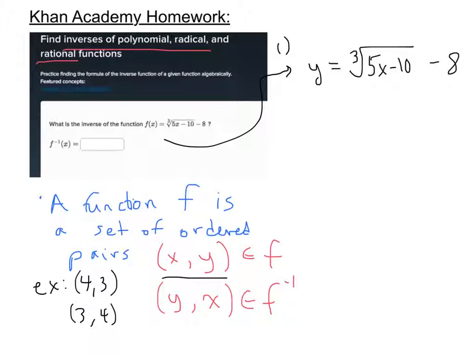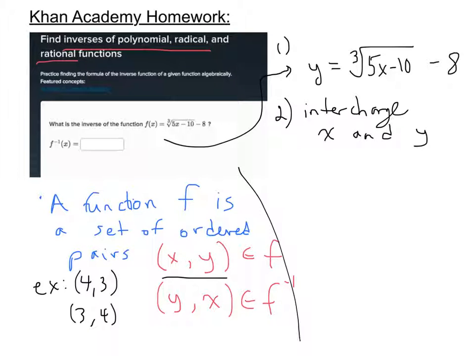The next step, and this is the key step, is to interchange x and y. Remember how the inverse of function f is the same ordered pairs just all switched around? To solve for it, we're simply going to do that in the general case. We're going to interchange x and y. In other words, I'm going to rewrite this equation, except wherever I see the y, I'm going to put an x, and whenever I see x, I'm going to put a y. So that's our second step, interchange x and y.